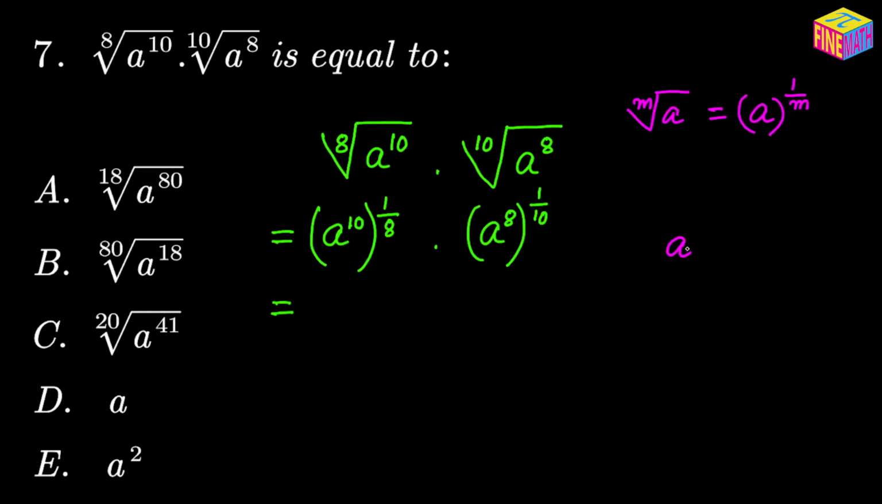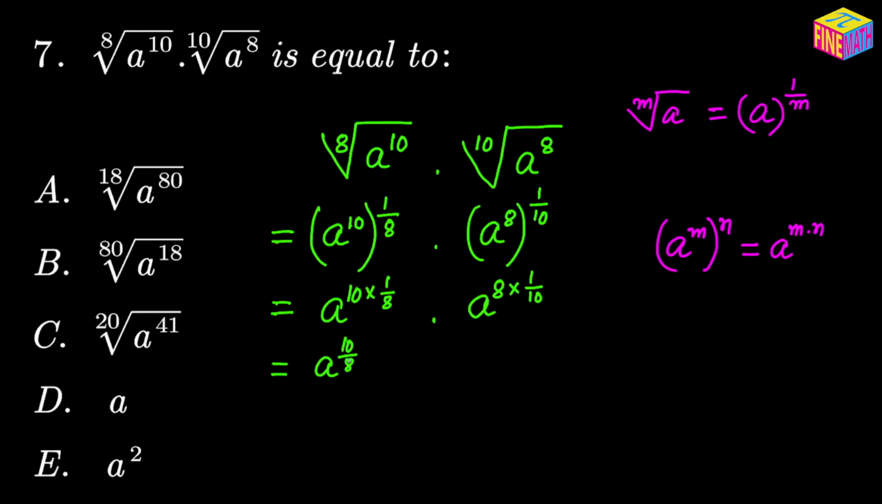Suppose we have a to the power m and the whole to the power n. There is another property that says a to the power m, whole to the power n, is equal to a to the power m times n. So now the exponents will be multiplied. Then this will be a to the power 10 times 1/8, and the next term would be a to the power 8 times 1/10. From here we can write it as a to the power 10 over 8 times a to the power 8 over 10.